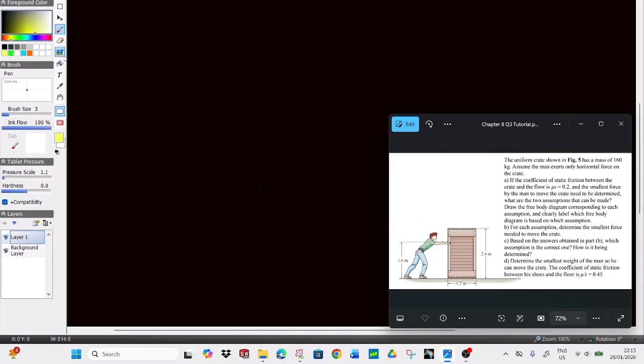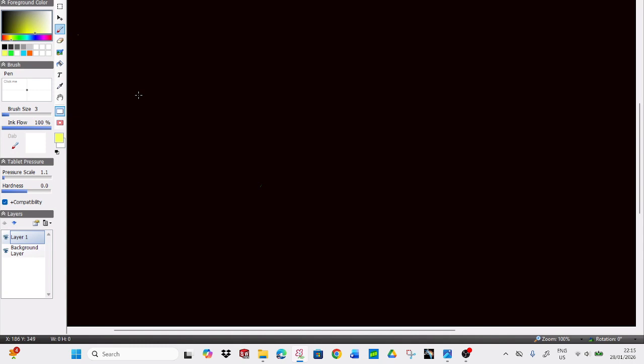So for part A, it's pretty simple. If we want to draw the free body diagram of the crate itself, this is, for example, you moving the crate. Maybe, for example, this is a person, he's moving the crate. I think I should draw the person a bit closer. And he's pushing the crate.